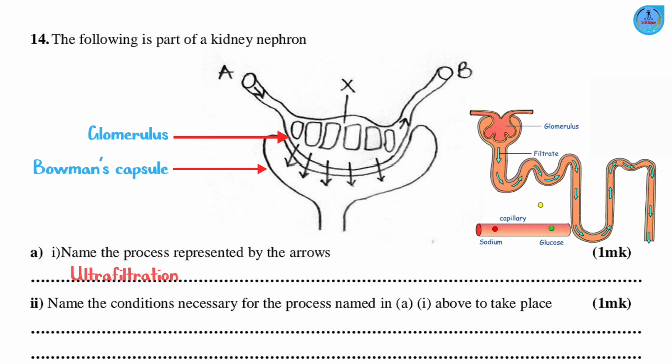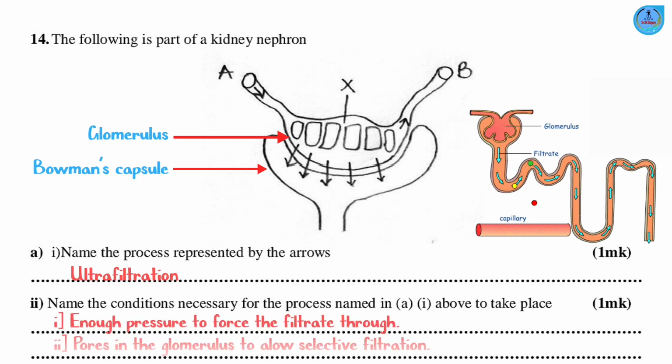Okay? Roman number 2. Name the conditions necessary for the process named in A, Roman 1 above to take place. Now, from the definition I just gave, I bet you can pick out the 2 points I mentioned. So number 1 is you need to have a very high pressure. And number 2 is the presence of pores in the endothelium of the glomeruli.